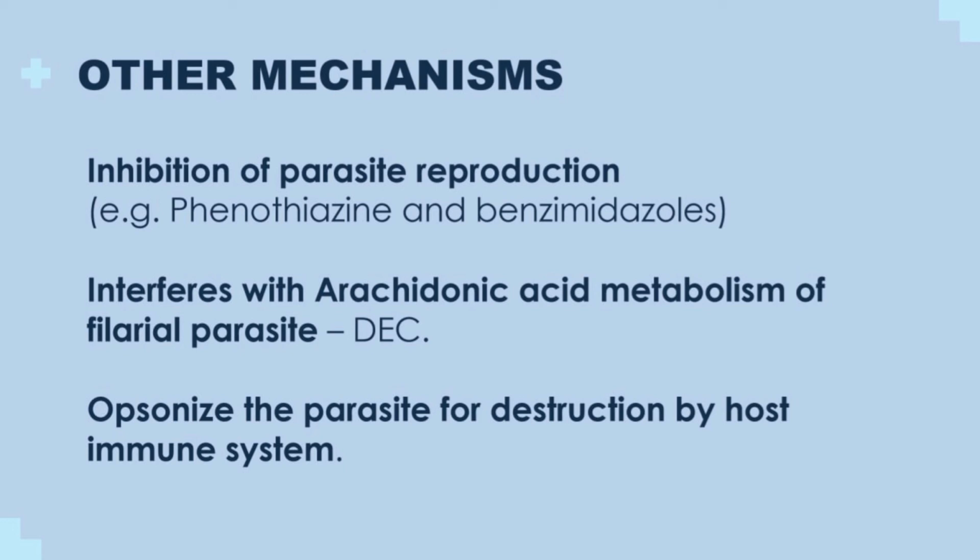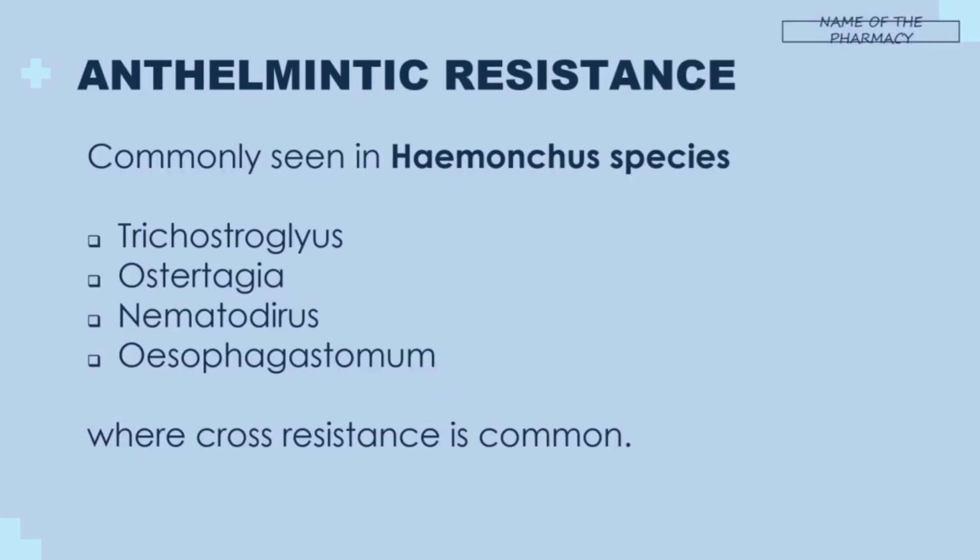Another one is inhibition of parasite reproduction. Parasitic egg generation is inhibited through a low-level feeding of these medications to animals, which reduces pasture contamination by helminth eggs, an essential management measure in cattle and sheep management. For example, phenothiazine and benzimidazole. DEC interferes with filarial parasite arachidonic acid metabolism. It opsonizes the parasite for host immune system destruction.